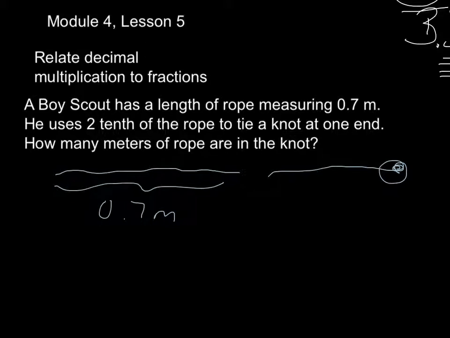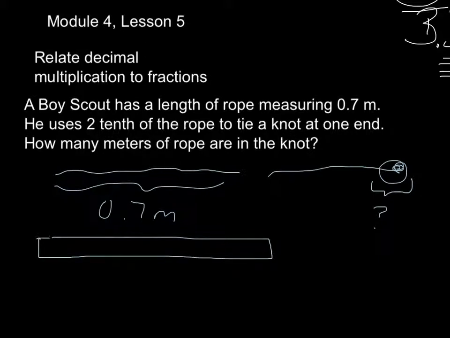So this knot section, we don't know how many meters it is. What do we know about the knot? That he uses 2/10 of the rope, so not 2/10 of a meter, 2/10 of the rope to tie a knot at one end. I feel a tape diagram coming on. I don't know about you guys. So here's my rope. Imagine that this is divided into tenths of its total. Let's see if I'm clever enough to do that. There, do we have 10? I think we do. 1, 2, 3, 4, 5, 6, 7, 8, 9, 10.